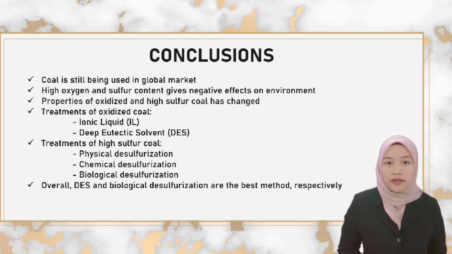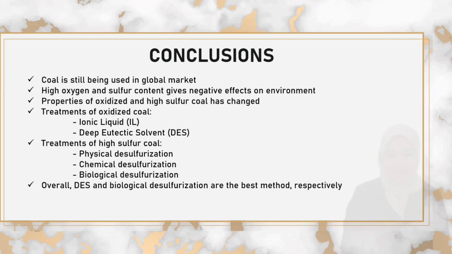Therefore, two ways have been reviewed in treating oxidized coal, which are using ionic liquid and deep eutectic solvents, while for high sulfur coal it is by using physical, chemical, and biological desulfurization. To conclude, the treatment using deep eutectic solvent is the best treatment for oxidized coal due to the environmentally friendly and low-cost solvent. While for high sulfur coal, it's best using biological desulfurization due to the high percent of removal rate and it consumes low energy and is easy to use.